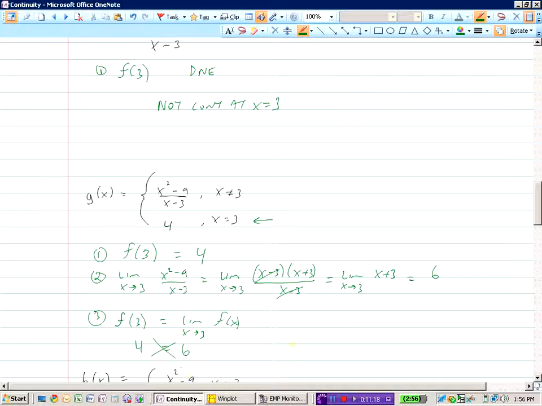So the limit, sorry, not the limit. This function is not continuous at x equals 3 because the function did not equal the limit.